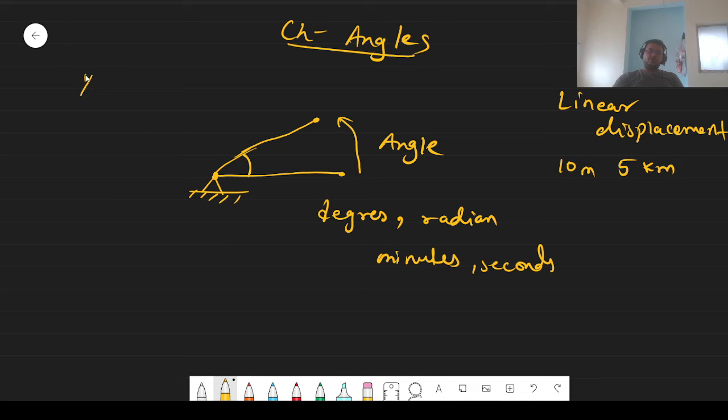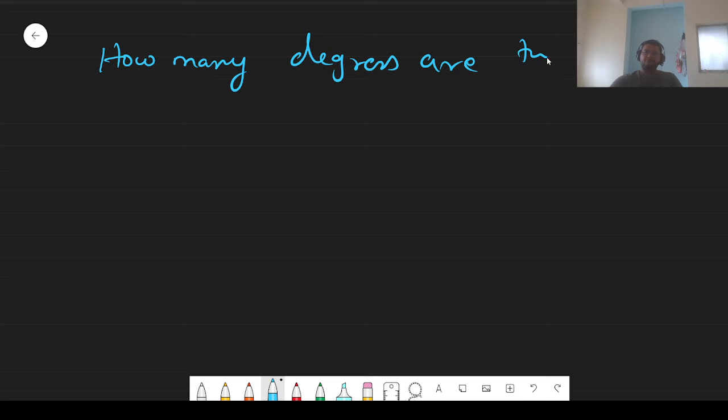So right now we are only going to study degrees for now, and in further chapters we will study what radians are and how they are converted into minutes and seconds and all those things. Fine. So let's proceed with the chapter. The basic concept we should know before starting the chapter is how many degrees are there in a full rotation.